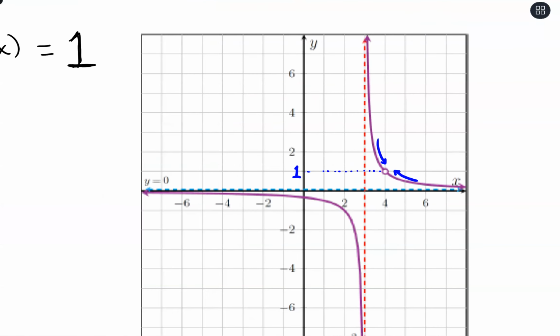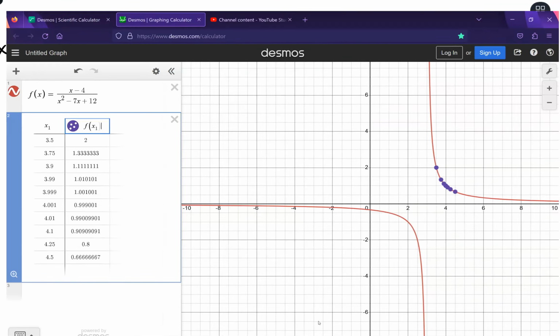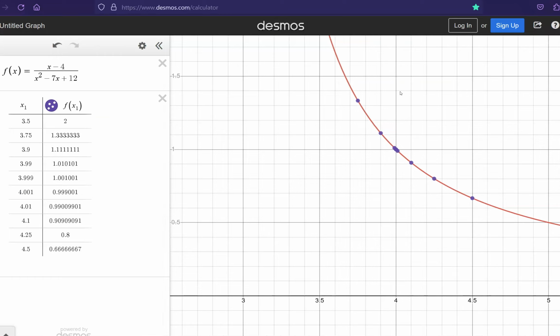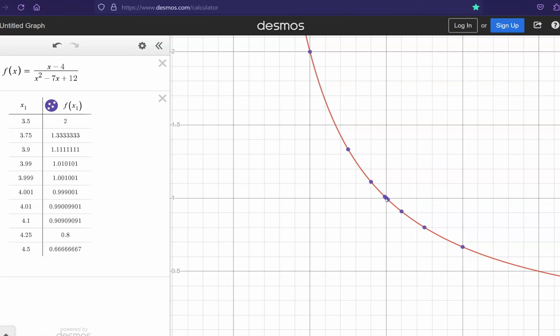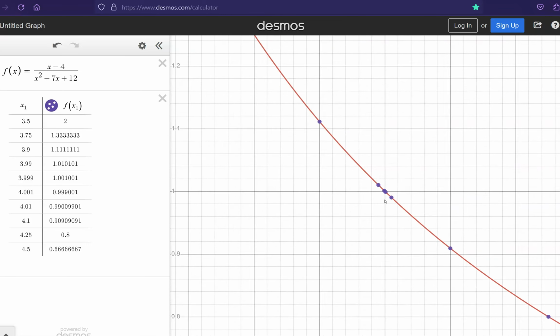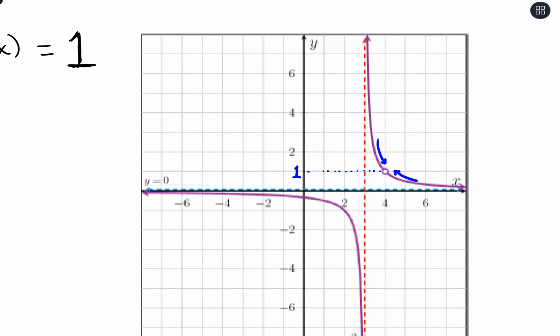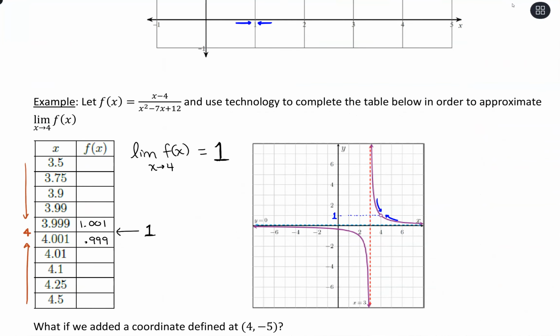What I like about Desmos with finding limits is you can get a good visual of where the coordinates are coming in on our graph. So you can see how they're kind of far away, but then they're getting closer and closer on either side to that value at the hole that's right in between them there. All right, so those are our two-sided limits.